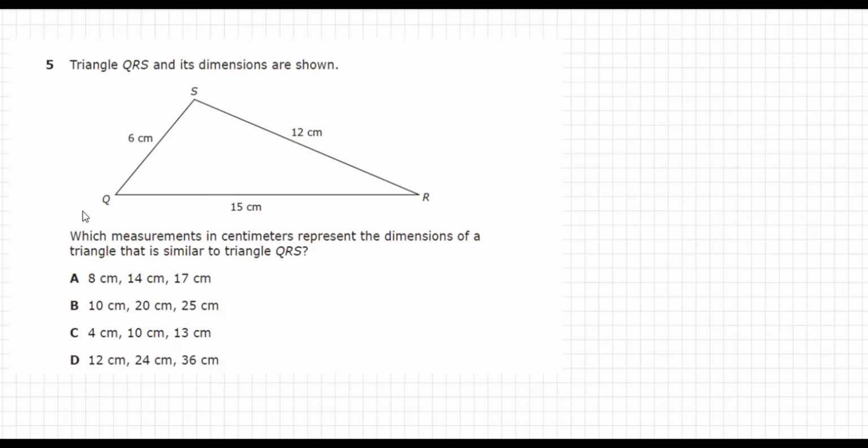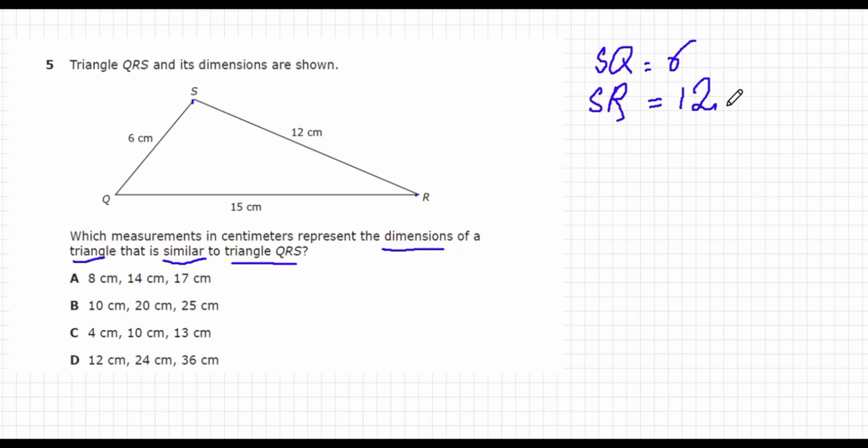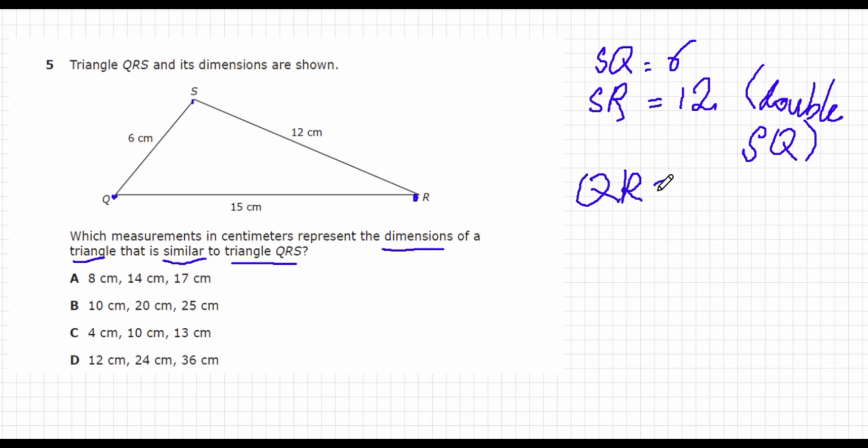Question number 5. Triangle QRS and its dimensions are shown. Which measurements in centimeters represent the dimensions of a triangle that is similar to triangle QRS? Side ST is 6 centimeters long, while side SR is 12 centimeters, which is double side ST. Side QR is 15 centimeters long, which is 2.5 times side ST.